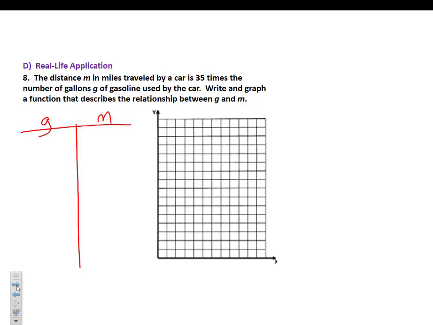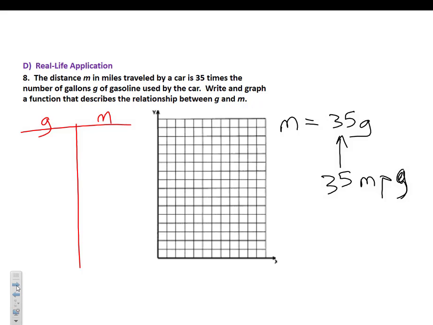And we're going to write a function rule, so we're going to actually do our second way of learning to represent a function. So the distance, m, that's miles, is told to be, by a car, 35 times the number of gallons. If you want to actually interpret that, that means you're traveling 35 miles per gallon. That's how you would interpret that. 35 miles for every gallon of gas used.